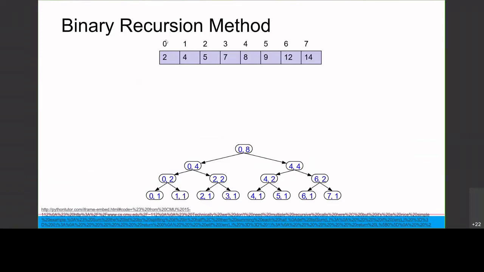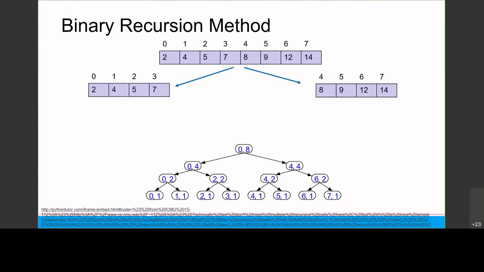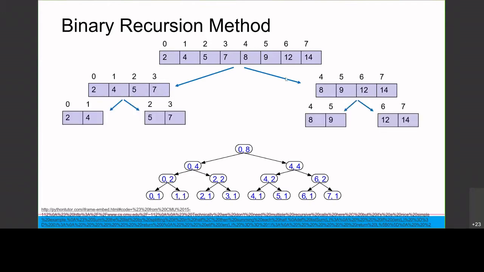If I have 0, 1, 2, 3, 4, 5, 6, 7 like this, I can split. The first section is on the left and the other section is on the right. And then again, I split. The first section is on the left and the other section is on the right. Okay. The first is on the left and the other is on the right.